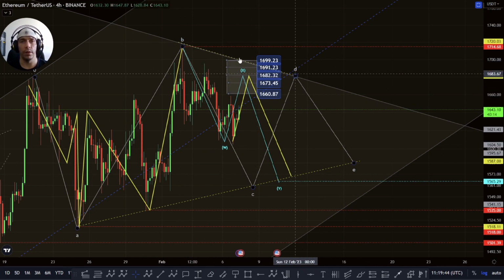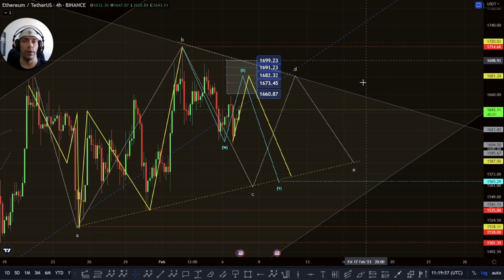Basically, the reason I'm looking at this idea is that it would fit quite nicely into actually this top channel here, and we can argue that basically would just form higher lows here, sort of coiling up to explode to the upside here. So that's just something we need to keep an eye on.